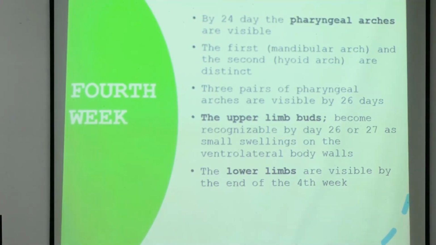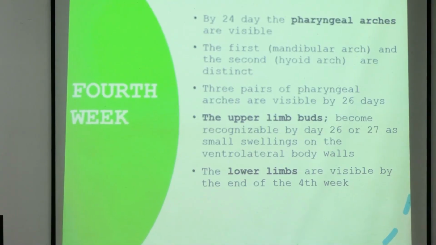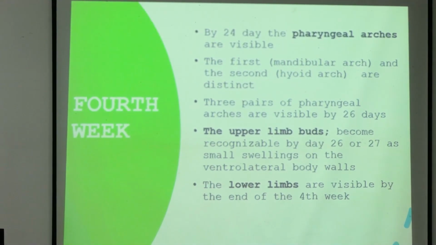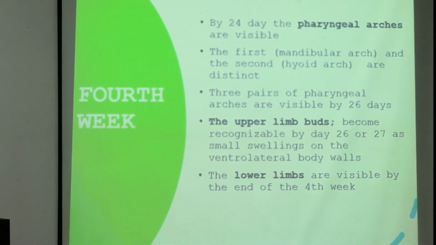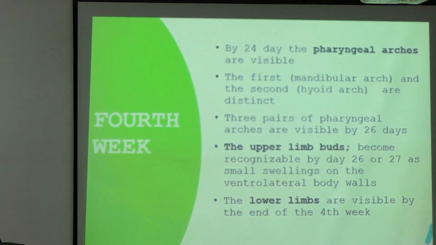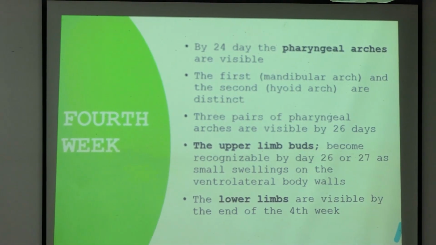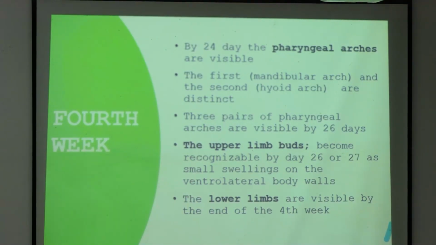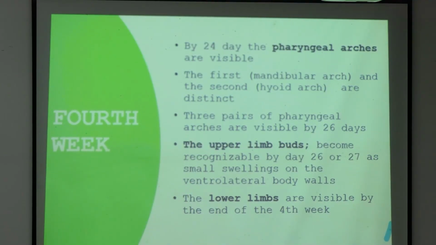In the 4th week, by day 24, pharyngeal arches are visible. The first and second arches are developed distinctly. The 3 pairs of pharyngeal arches are visible by day 26. Upper limb buds are recognizable by day 26 or 27, and the lower limbs are visible by the end of the 4th week. Sorry, it's not weeks, I made a mistake, it's day 26 or day 27. As you can see, the upper limbs appear earlier than lower limbs.